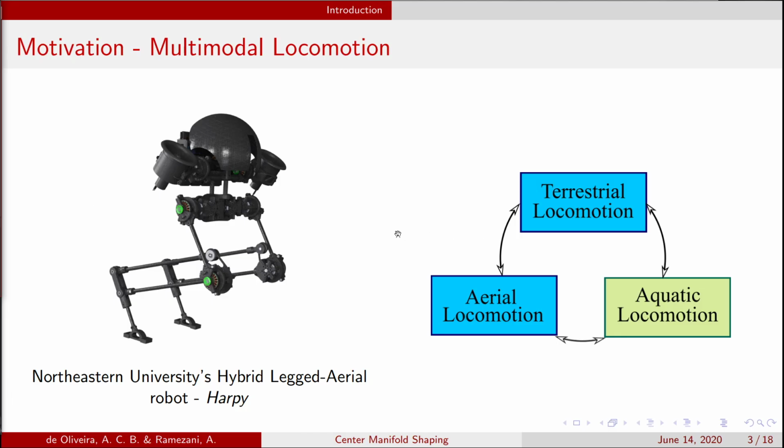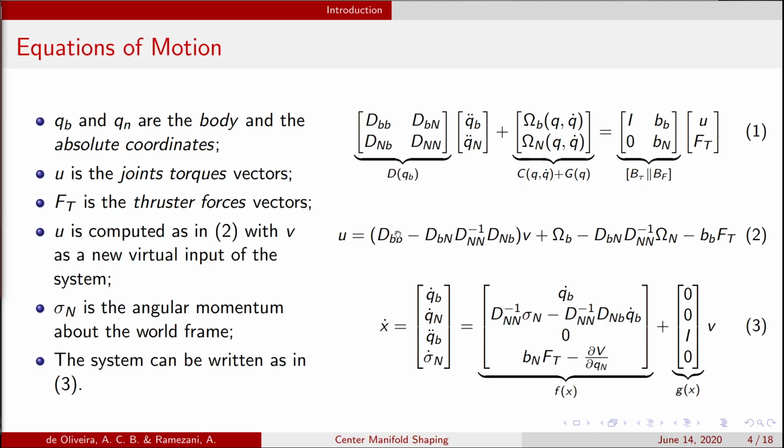We begin our presentation with a brief overview of the hybrid aerodynamics framework, which will serve as our foundation. Equation 1 presents the equations of motion of the robot, with QB being the body coordinates and Qn the absolute ones. U is the vector of the joint torques and Ft is the vector of the thruster forces. By computing U as in equation 2, we can write the closed loop system as in equation 3, where sigma n is the angular momentum of the system about the world frame.